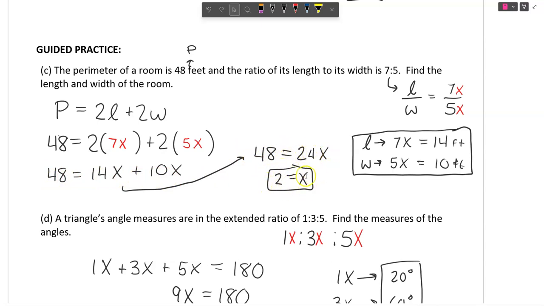Once I know what the 2 is, remember the 2 is not my answer, 2 is merely the number that I need to multiply to my ratio in order to create a quantity that's going to meet the criteria. So my length here was 14, my width is going to be 10.